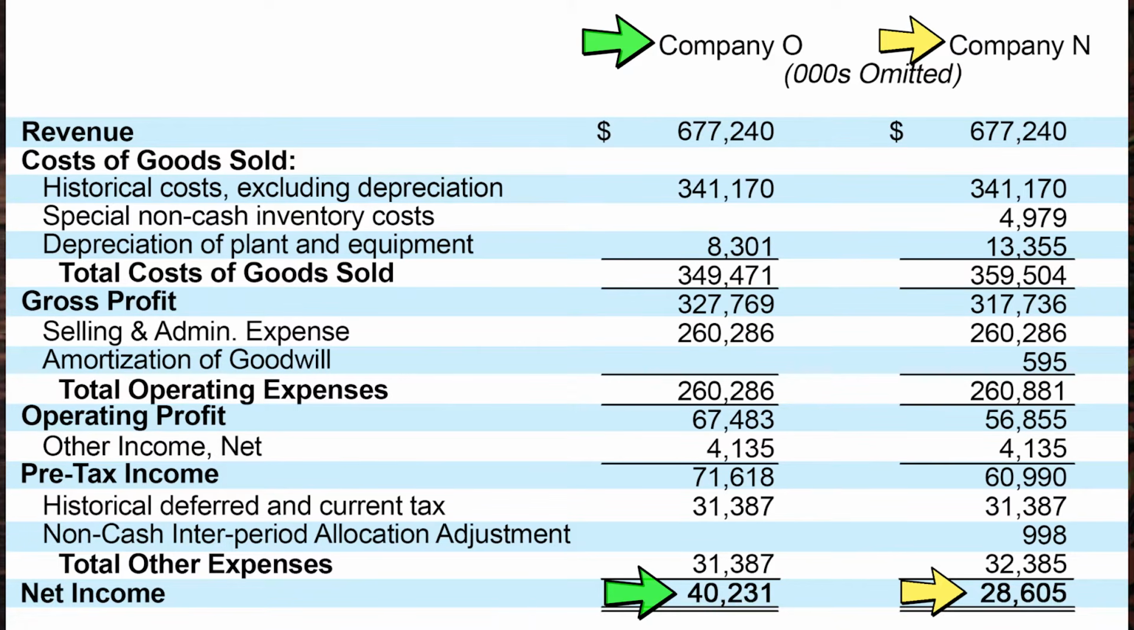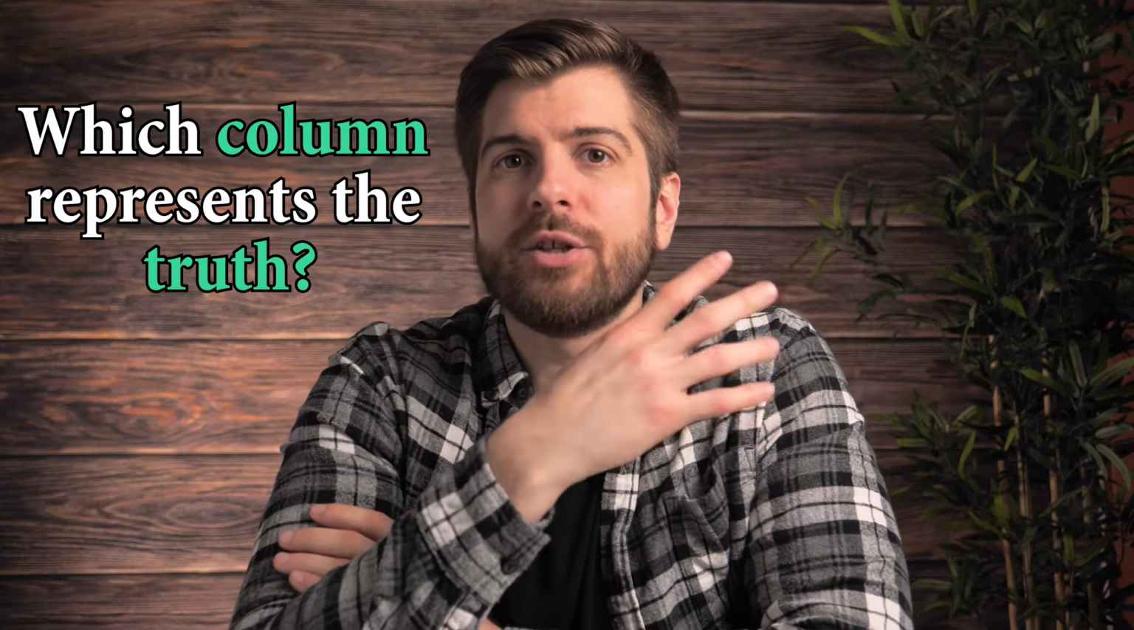Buffett then reveals that they're both the same company, saying in the O, for old column, we have shown what the company's 1986 GAAP earnings would have been had we not purchased it. In the N, for new column, we have shown Scott Fetzer's GAAP earnings as actually reported by Berkshire. So then he continues by asking the reader which column presents the truth.